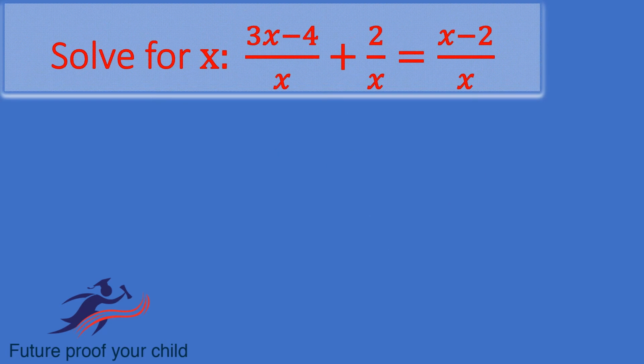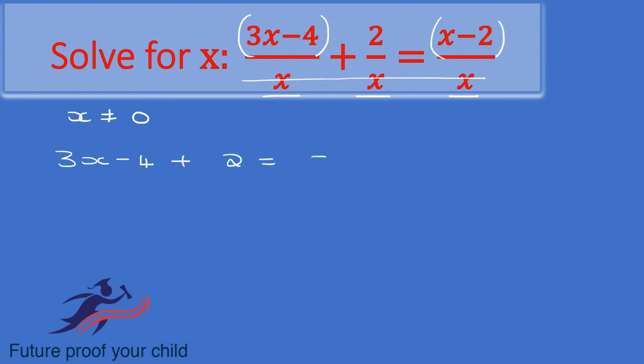Since I've got more than one term in my numerator, I would put brackets around it. And as you can see, our denominators are already the same. So we can just keep in mind that x may not equal 0 because we may not divide by 0. So just remember that is one of the restrictions. After that, you can just ignore it and write down your numerators. So 3x minus 4 plus 2 is equal to x minus 2. So neaten it up. 3x minus 4 plus 2 is -2 equals x minus 2.